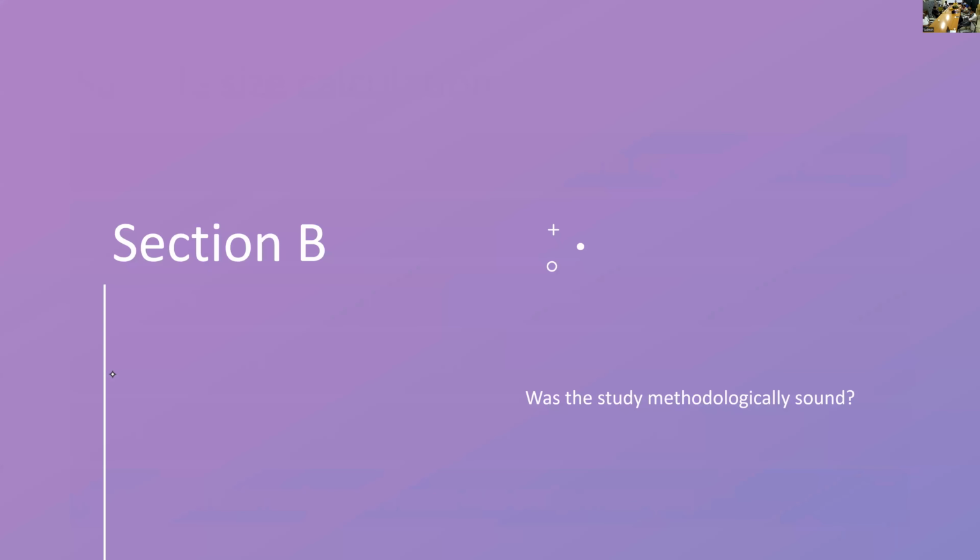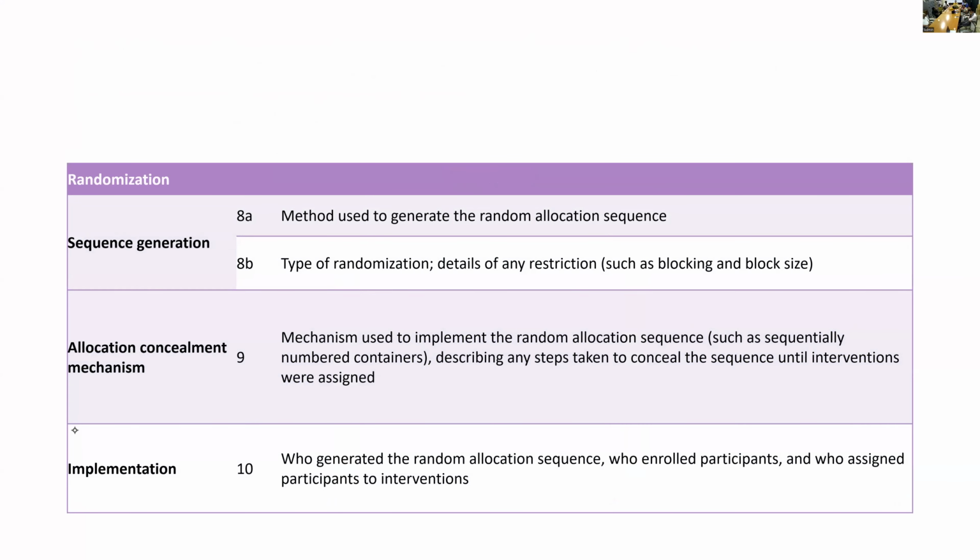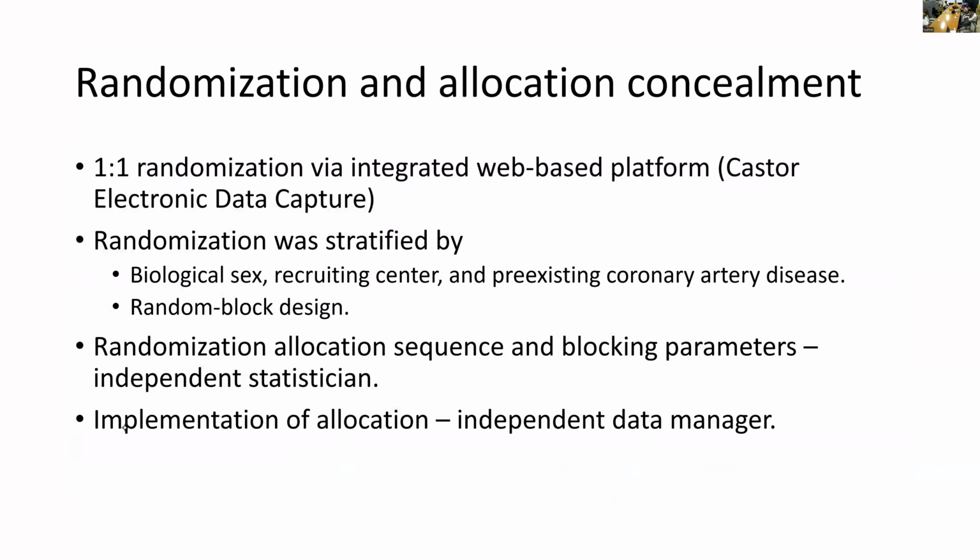So the first was what is the study design, what are the outcomes, are they well defined? The next part is whether the study was methodologically sound. So the second question here is whether the assignment of participants to intervention was randomized. How was the randomization carried out? Was the randomization sufficient? And was the allocation concealed from the investigators and participants? And the corresponding CONSORT questions are about sequence generation, allocation concealment, and the implementation. I won't go into each of those specifically.